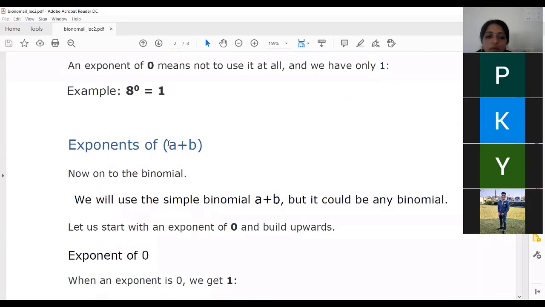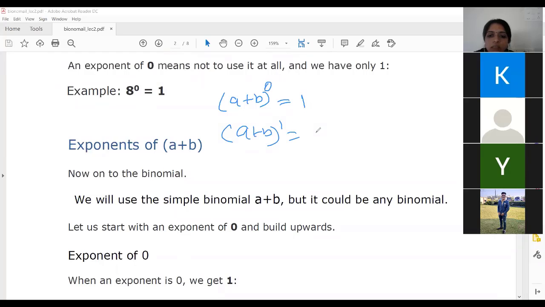But if we have the binomial a plus b raised to 0, then we have 1. A plus b raised to 1 is a plus b itself. A plus b raised to 2 means a plus b into a plus b.